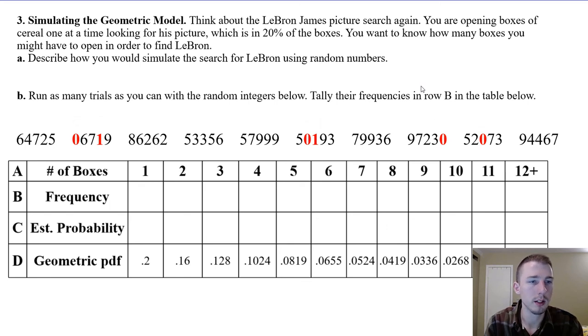Let's look at number 3, simulating the geometric model. So think about the LeBron James picture search again. You're opening boxes of cereal one at a time looking for his picture, which is in 20% of the boxes. You want to know how many boxes you might have to open in order to find your first LeBron. So we do know what the geometric model is, and we can model that out. But let's try to simulate that model.